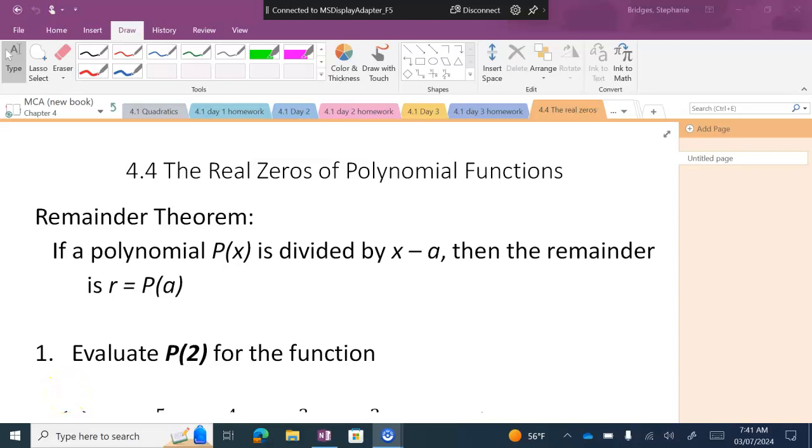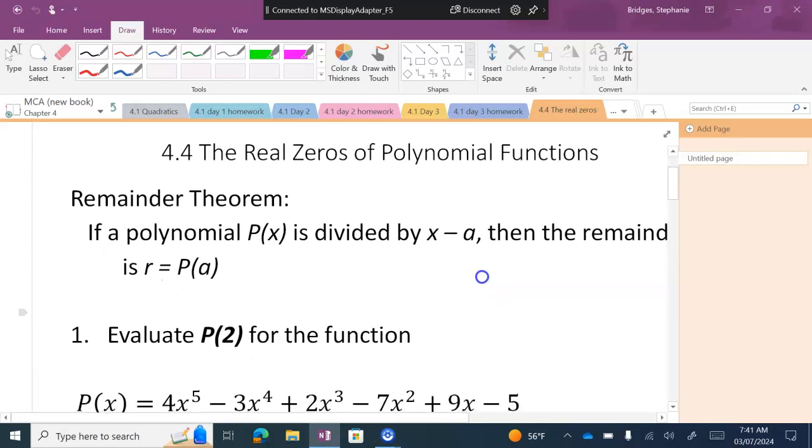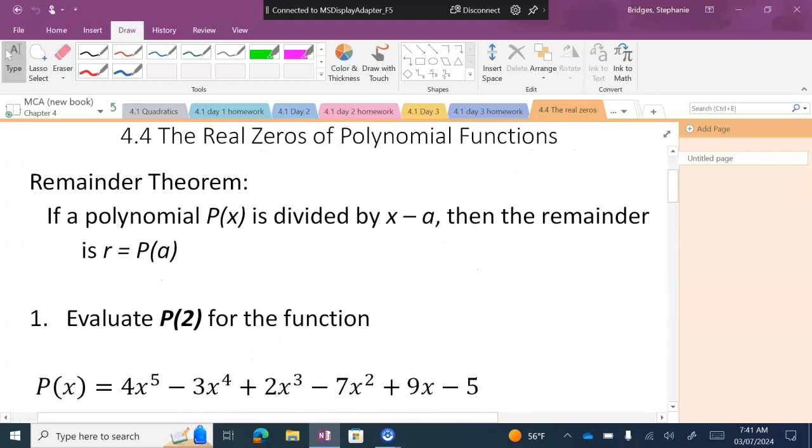So it says the remainder theorem says if a polynomial, p of x, that's just the name of a polynomial, so any polynomial, is divided by some binomial, x plus or minus a, like we were doing the other day, then the remainder is actually the value of your function when x equals that a value. You remember how we were doing this on synthetic division the other day?